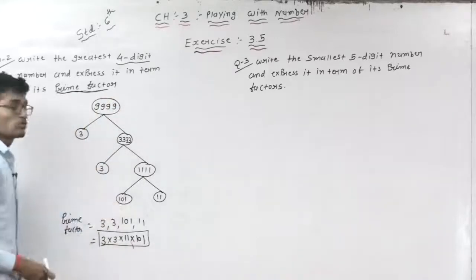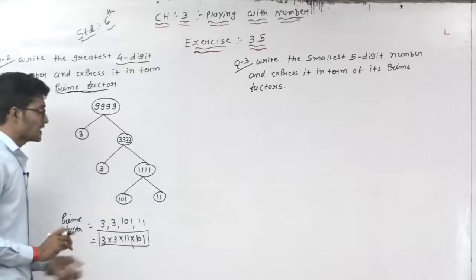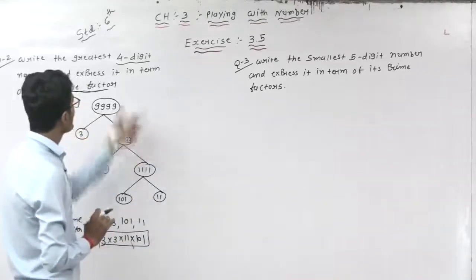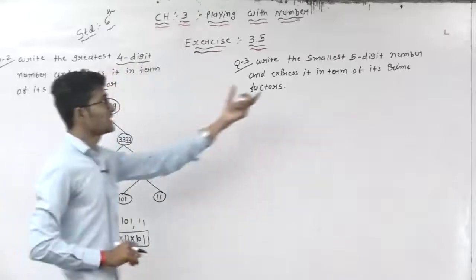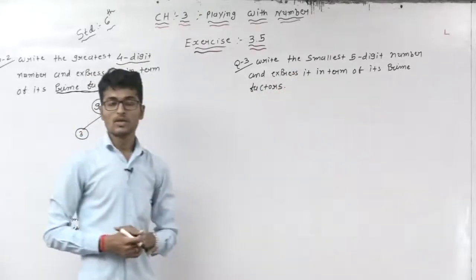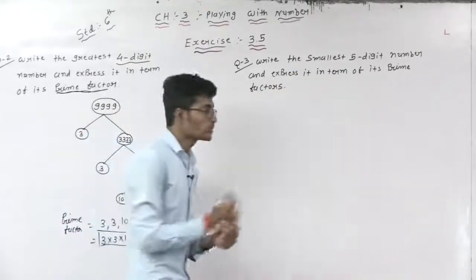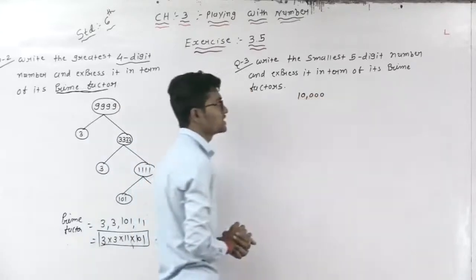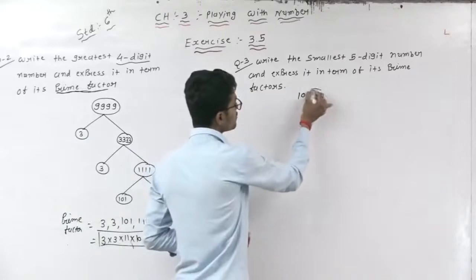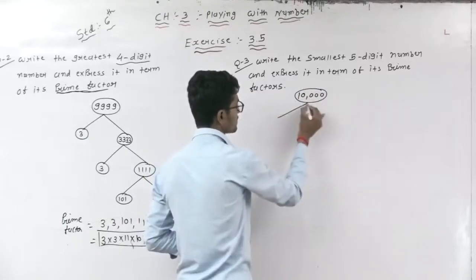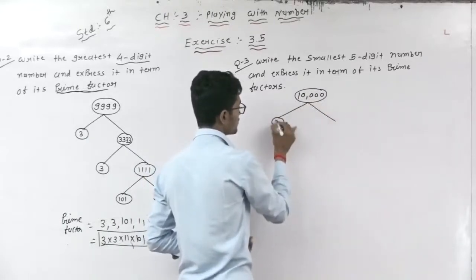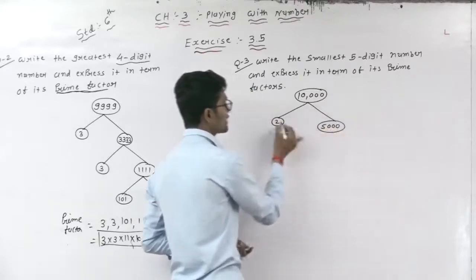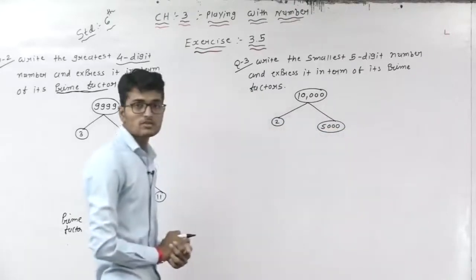So understand how to find the prime factors using the T diagram. The same applies to our third question. It means next question. Here it was the greatest 4-digit number, but here it is the smallest 5-digit number. Now what is the smallest 5-digit number, dear students? The smallest 5-digit number is 10,000. So for this 10,000, here is 2 and here is 5,000. 5,000 multiplied by 2 means 10,000.